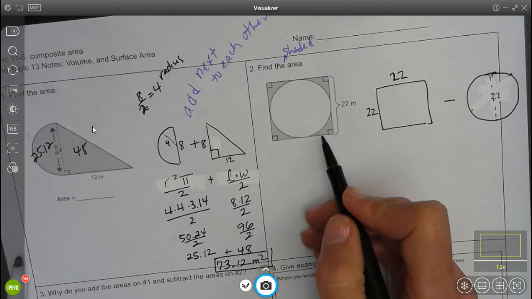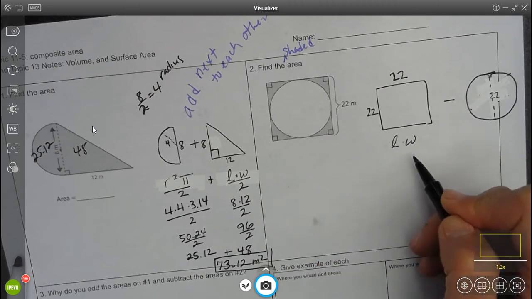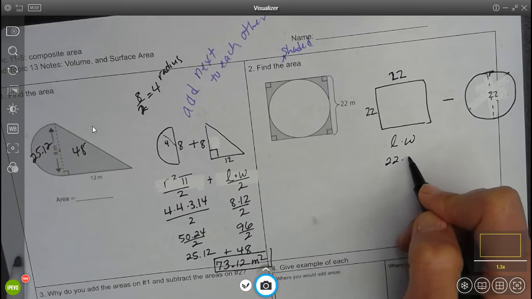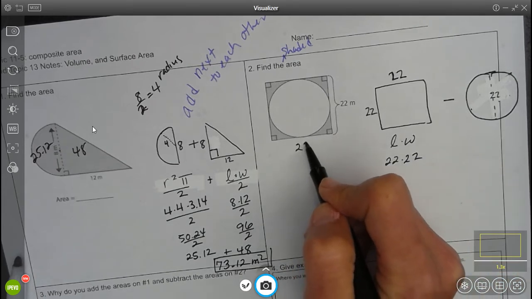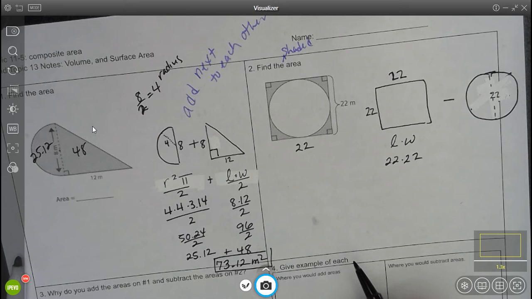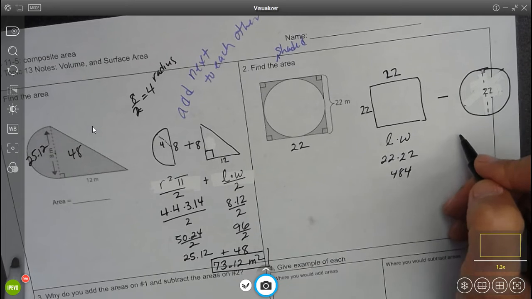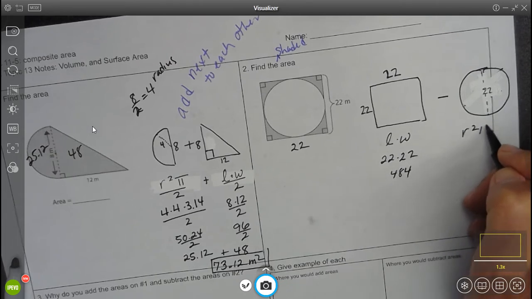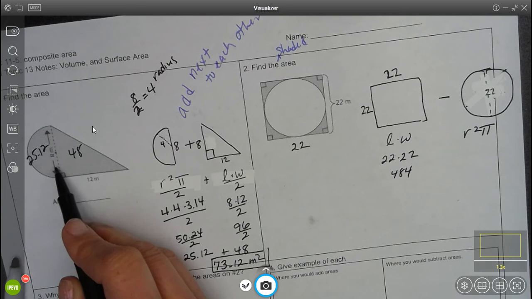This one I'm going to do very much the same thing. I'm going to do the square, which is length times width or side squared, 22 times 22. It is a square, so they all would be 22. And when you multiply that out, you get 484. And then for the circle, I'm going to do radius squared pi. I don't need to divide by 2. This was a half circle. This one's a whole circle. I do need to find my radius.